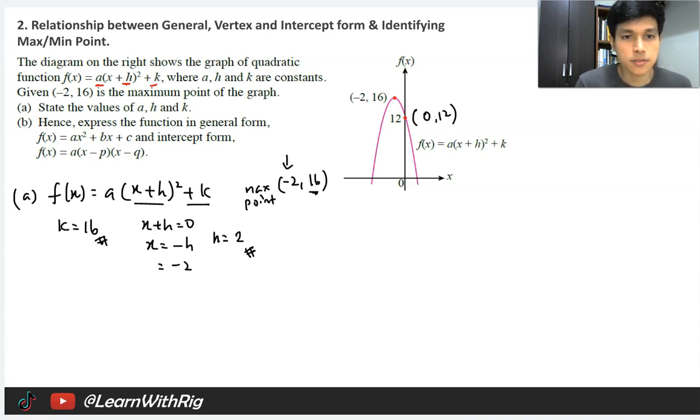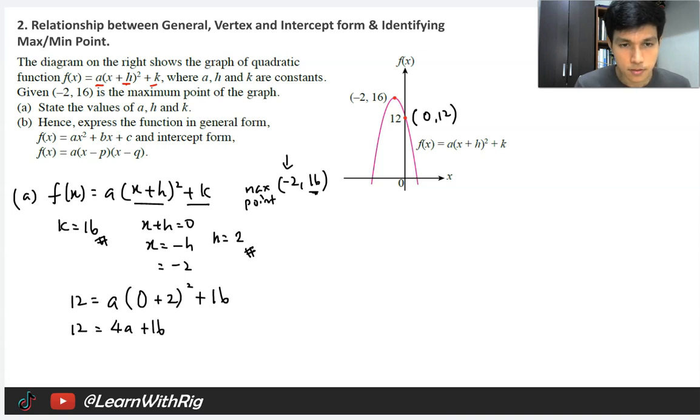So when I substitute, it should become f(x) is 12, correct, equals a times (x value is 0, so 0 plus h value is 2) squared plus k, which is 16. So what do you get? 12 equals 4a plus 16, correct? So the a value should be equal to (12 minus 16) over 4. The answer is negative 1. So your a value should be negative 1.